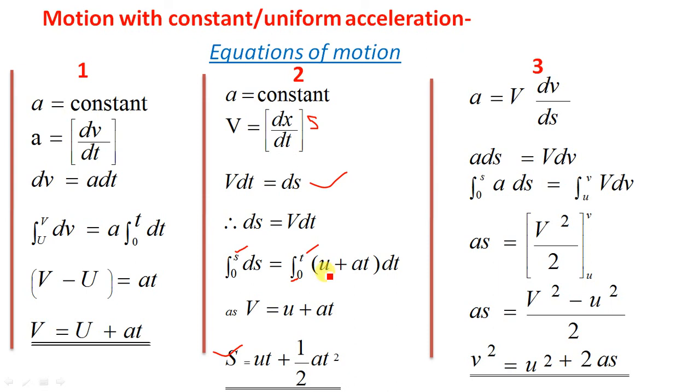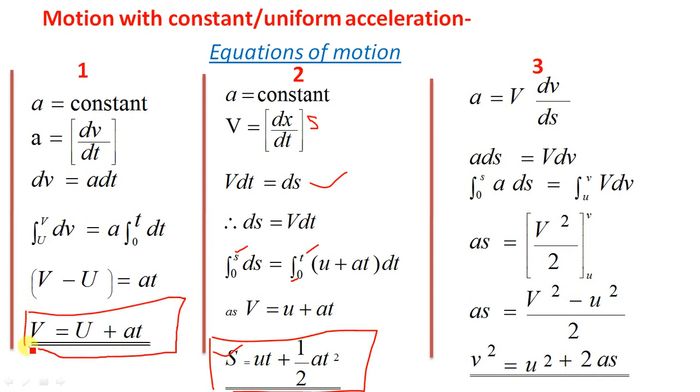And integration of u plus at, you will get the integration of u dt is ut, and integration of at dt is at square upon 2, that is nothing but the 1/2 at square. So you have got the second formula, s is equal to ut plus 1/2 at square. First formula is v is equal to u plus at. So just you have to remember this formula.